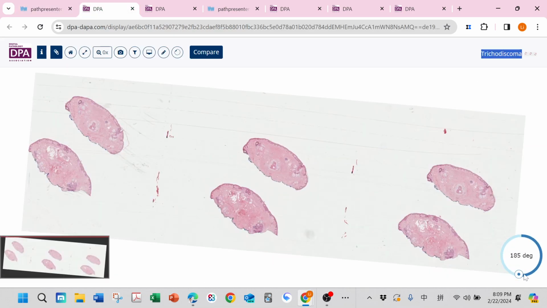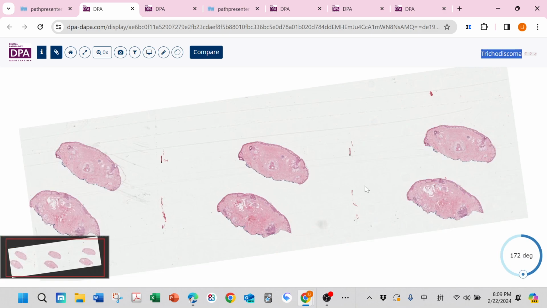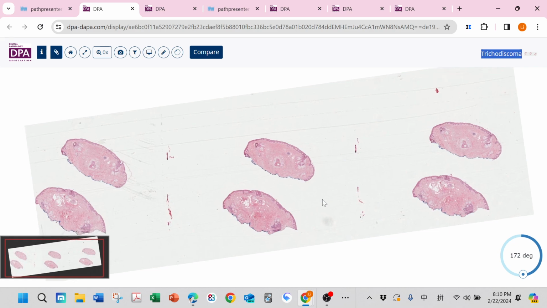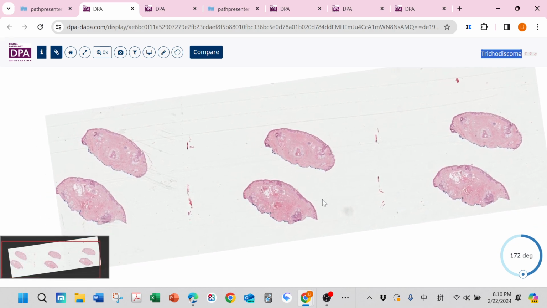Another similar entity, this one is trichodiscoma. Fibrofolliculoma and trichodiscoma, they're the same family. If you see multiple of these entities in the face, it is related to Birt-Hogg-Dubé syndrome.